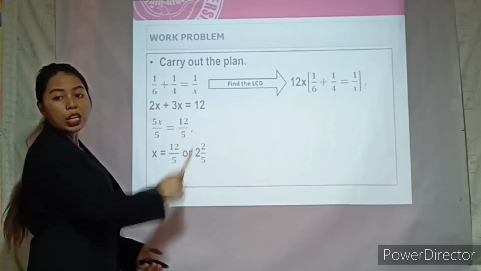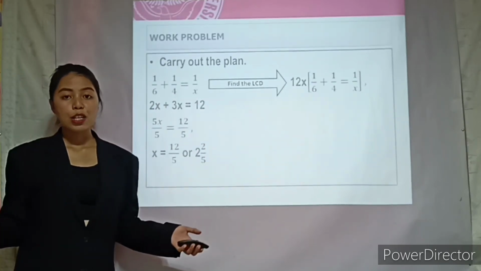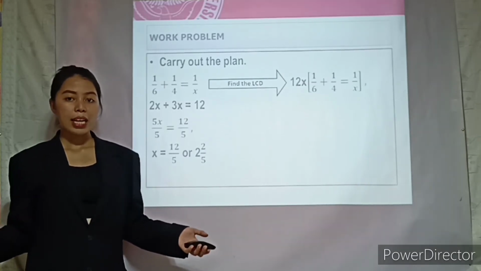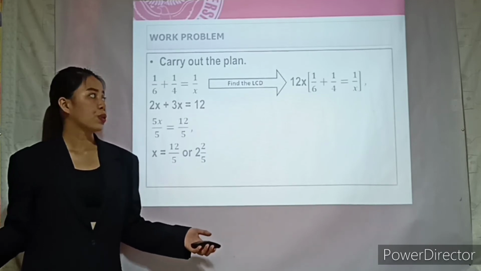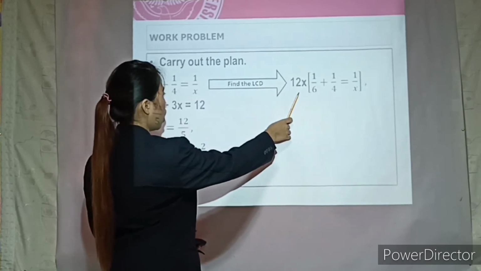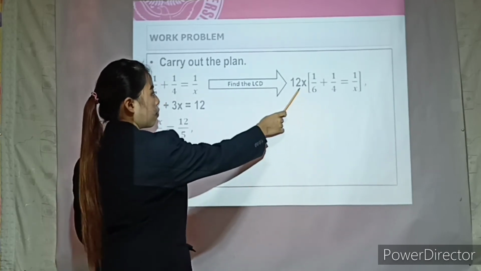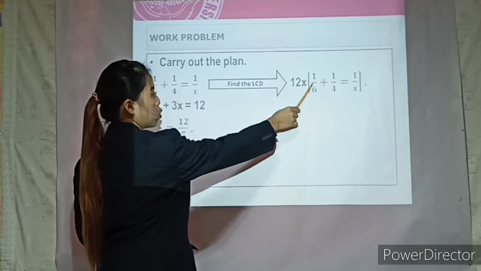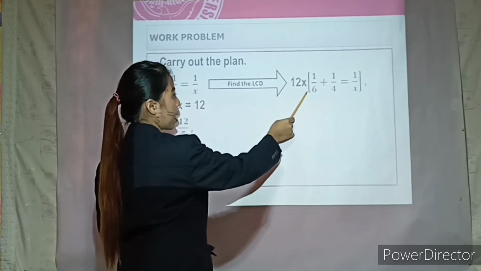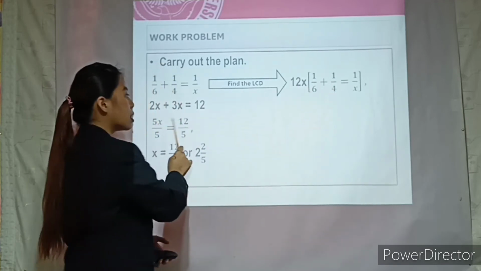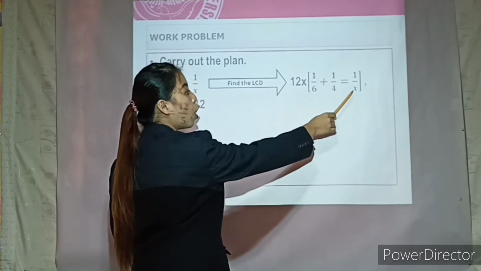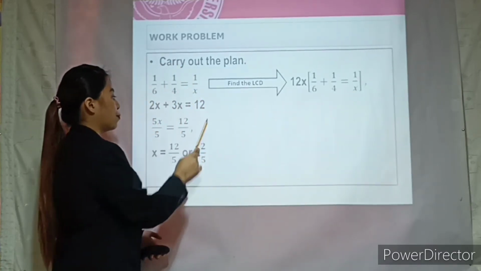So in our equation, we find the least common denominator. The LCD in our equation is 12x. Now, let us check the result. Since we have our LCD as 12x, the result is 12x times 1 over 6 is 2x. Then 12x times 1/4, that is 3x. Then 12x times 1 over x is 12.